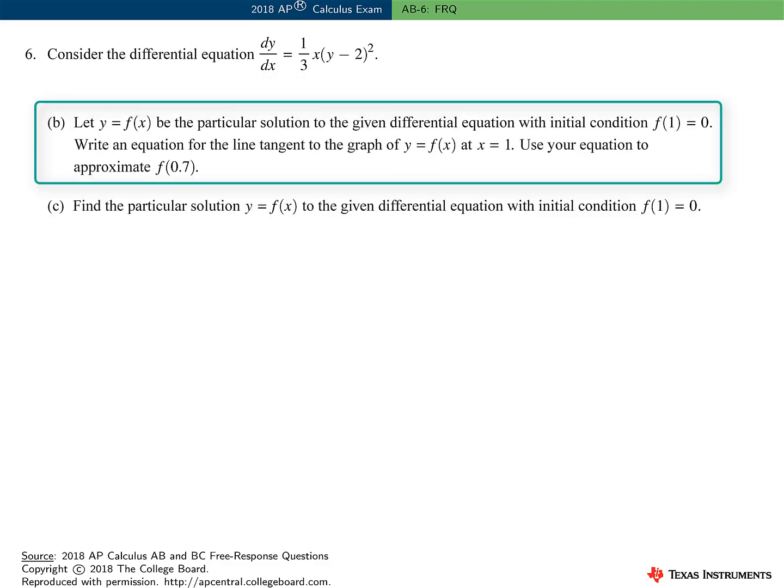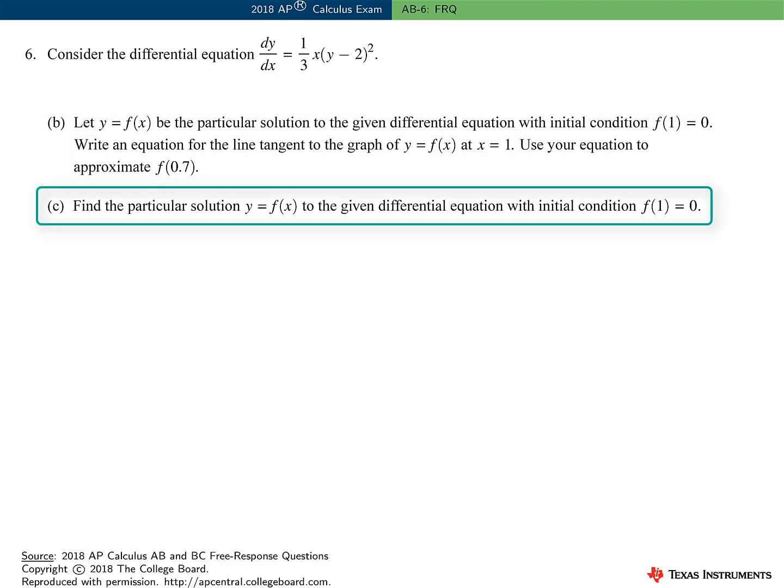In Part B, we assume that y equals f of x is a solution to the differential equation with initial condition f of 1 equals 0. We need to write an equation for the line tangent to the graph of y equals f of x at x equals 1, and we need to use this equation to approximate f of 0.7. In Part C, we need to solve the differential equation. That is, we need to find the particular solution to the differential equation with initial condition f of 1 equals 0.